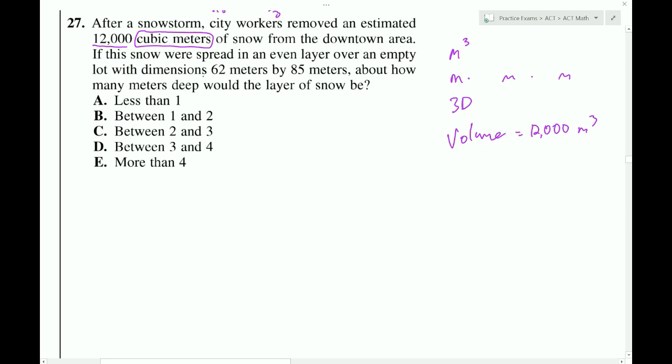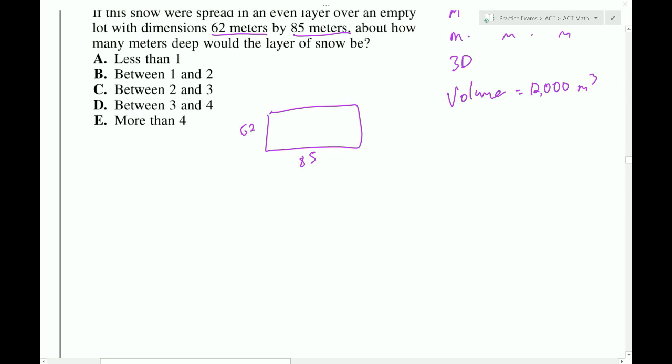Anyway, if this snow were spread in an even layer over an empty lot with dimensions 62 by 85, about how many layers deep would the snow be? All right, so what would be this third dimension coming out of the page? That's the idea. Well, this is a rectangular prism. So the volume formula for a rectangular prism is length times width times height. Now we already know the length and the width, and we already know the volume. So all we need to do is solve for the height.